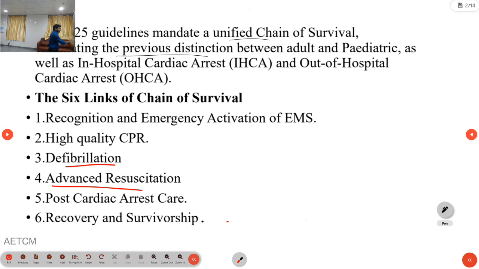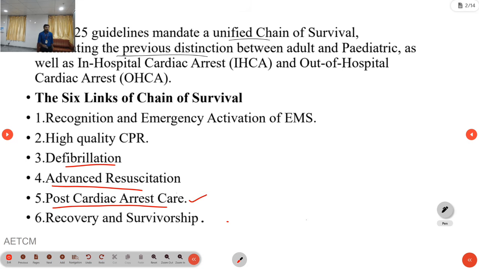The next thing is post cardiac arrest care. We have performed advanced resuscitation and have been continuing with high quality chest compressions. After some time, the patient might attain return of spontaneous circulation, that is reappearance of pulse and breathing, which means reappearance of signs of life. Once the patient attains signs of life, for the next 48 hours we need to monitor the patient vigorously, and that phase is called post cardiac arrest care management, which is our fifth link.